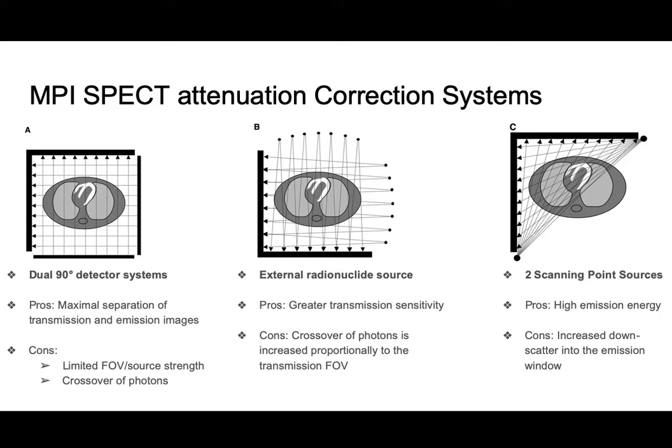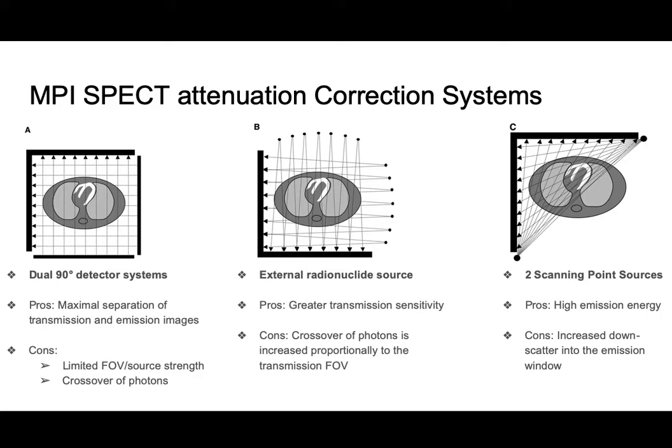The good thing about this system is it allows the maximal separation between transmission and emissions. But in practice, it generates crossover of photons, and that causes artifacts. It also has a limited field of view and limited strength of source.